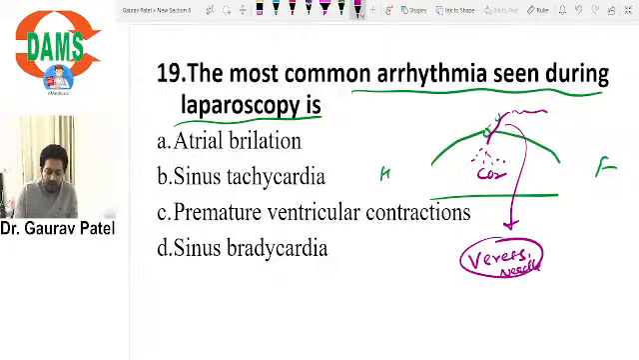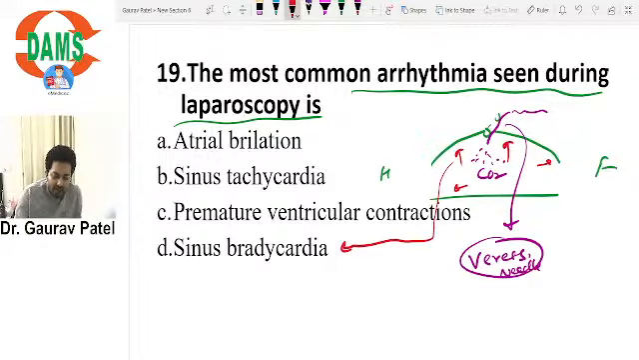So carbon dioxide goes inside. When carbon dioxide goes inside, the peritoneum starts stretching. And because of this stretching of peritoneum, sometimes sinus bradycardia can occur, which is the most common arrhythmia. Yes, very nice, Karthik. Peritoneal stretching because of CO2 inflation. I'm highly impressed.